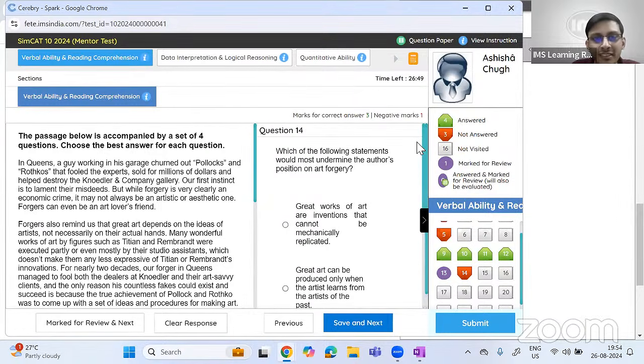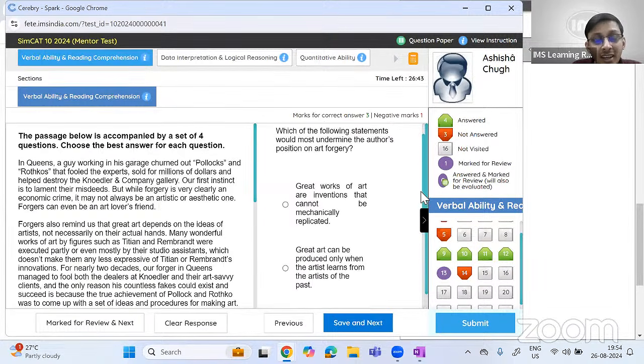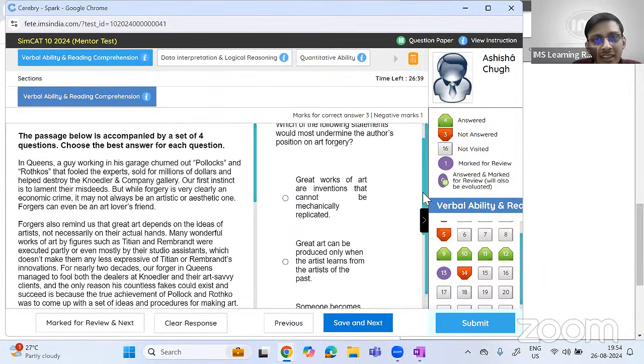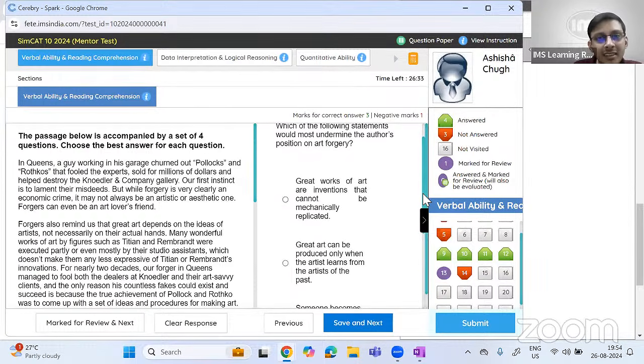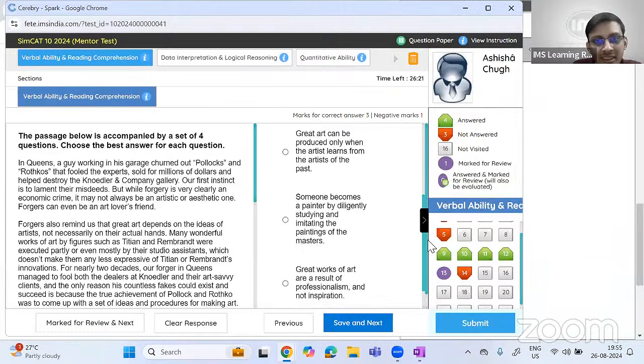Okay, now which of the following statements would most undermine the author's position on art forgery? Great works of art are inventions that cannot be mechanically replicated. Okay, the author has kept on saying that the mechanical part is not important. It can be replicated, assistants or followers can do it. Ideas are important. But if this is true, then it will weaken that argument. This seems like the right answer, but still, let's see.